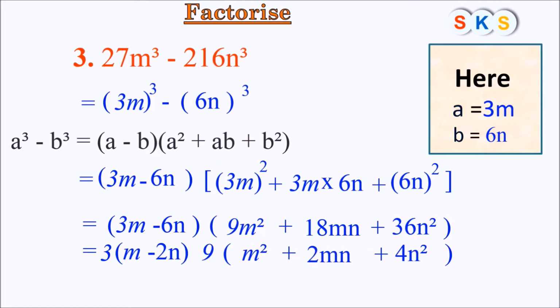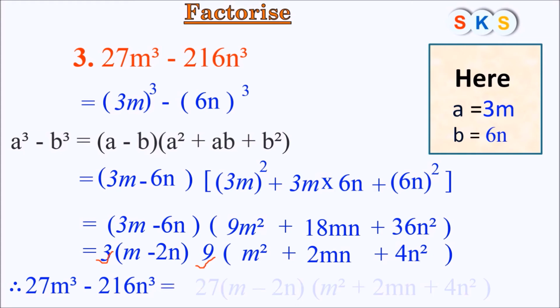Now we will simplify it further. You can see that here 3 into 9 is 27. So we will write here 27 m raised to 3 minus 216 n raised to 3 is equal to 27 into m minus 2n into m square plus 2mn plus 4n square.